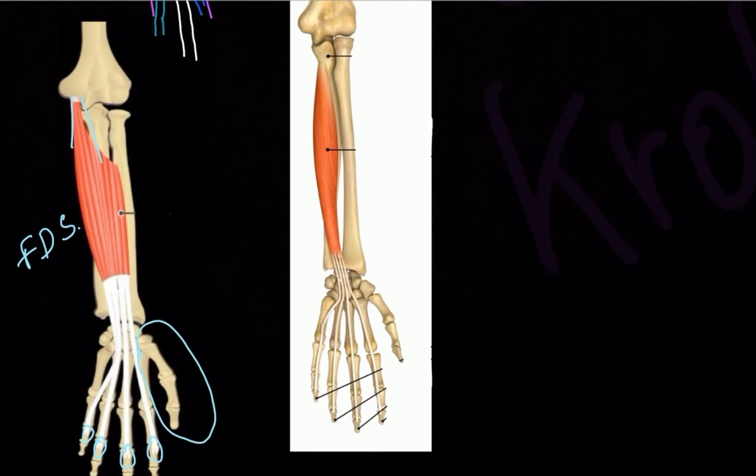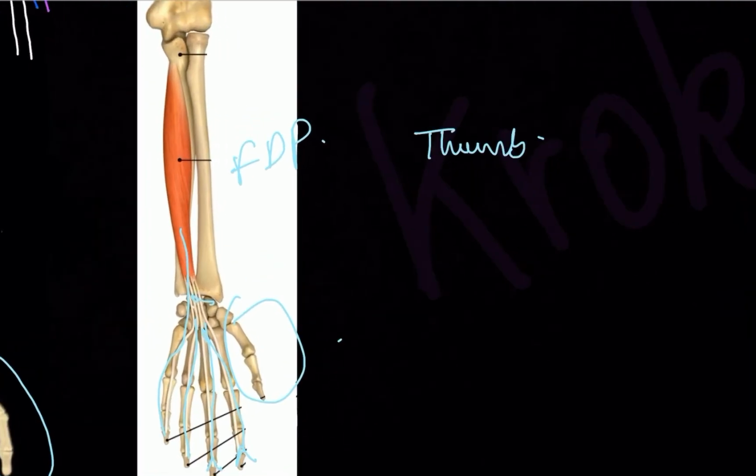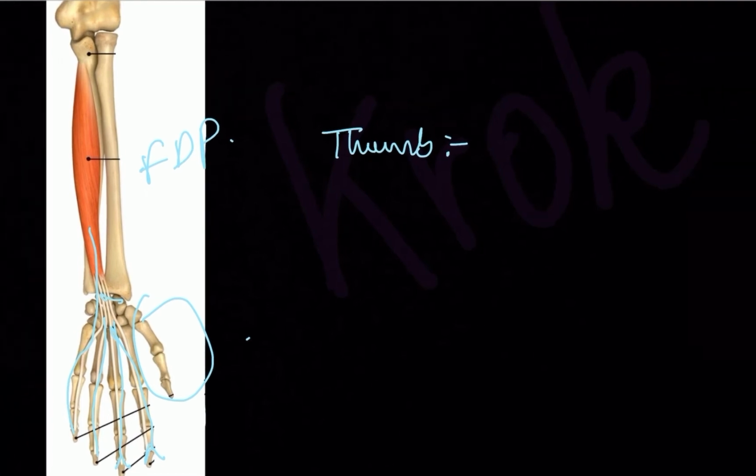Okay. Same. This is FDS. What is it? Sorry, it is FDP, flexor digitorum profundus, going, and it is going till where? It is going till your distal. It will go and supply only the distal phalange. Here again the thumb is not innervated. In the next video we will be doing about the palm muscles.